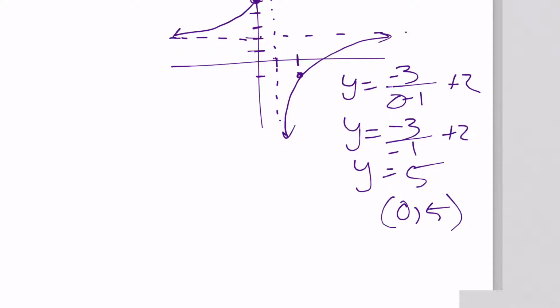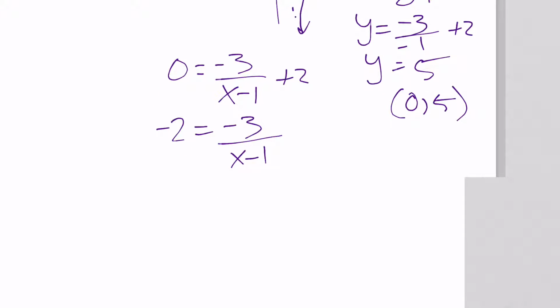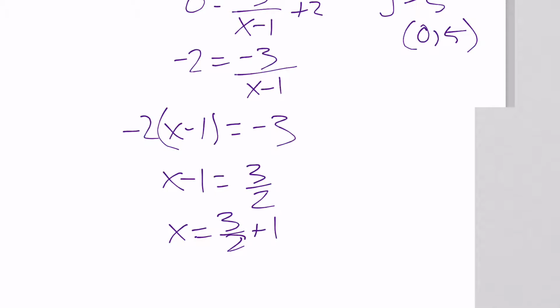X-intercept is when y is 0, so 0 equals negative 3 over x minus 1 plus 2. Subtract 2 from both sides. Negative 2 equals negative 3 over x minus 1. Multiply both sides by x minus 1. X minus 1 with that negative 2 equals negative 3, like that. Divide both sides by negative 2. So x minus 1 equals 3 over 2. X equals 3 over 2 plus 1.